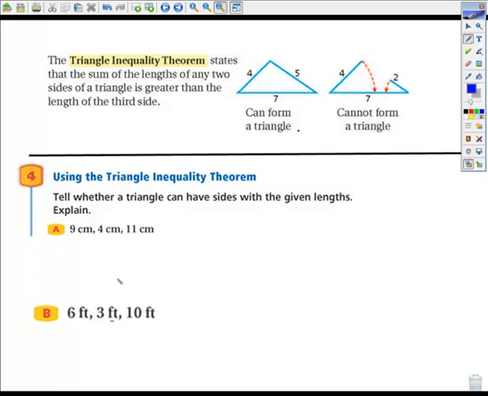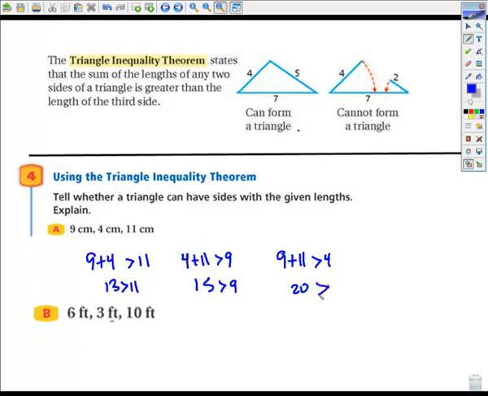So let's check these. We have 9, 4, and 11. So 9 plus 4, let's see if that's greater than 11. 9 plus 4 is 13, is greater than 11, so that works. Let's see if 4 plus 11 is greater than 9. 4 plus 11 is 15, which is greater than 9, so that works. And now I have to try the 9 plus 11 and see if that's greater than 4. And it is greater than 4. So yes, that could be the sides of a triangle.